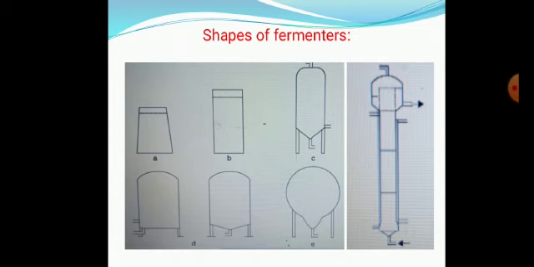And one more diagram is there towards the right hand side. You can see we call it a tower fermenter. This is used to grow highly aerobic organisms. We use such types of fermenters. There are many other shapes of fermenters, and all the different shapes are designed based on the need of the microorganism.